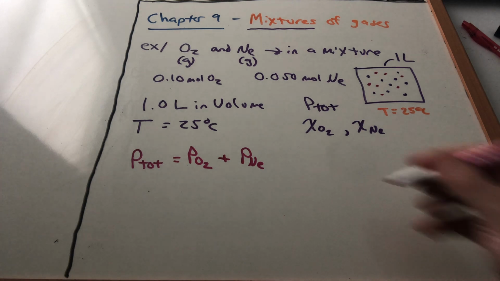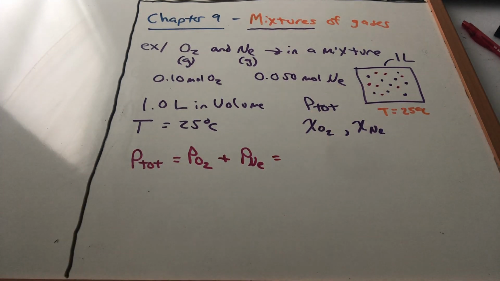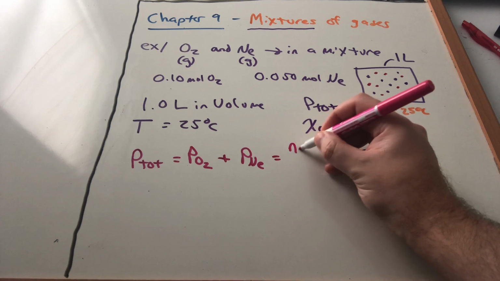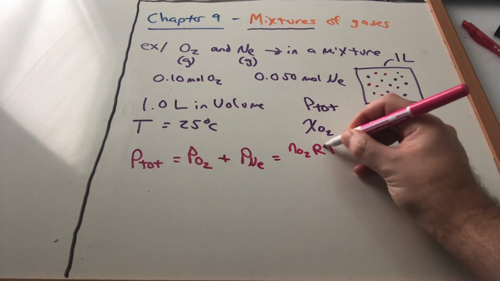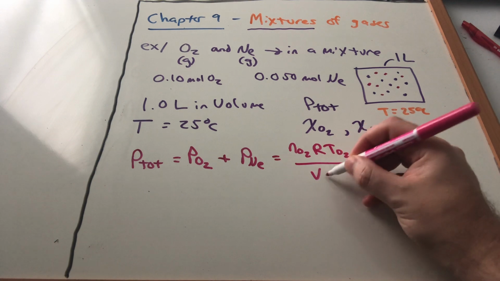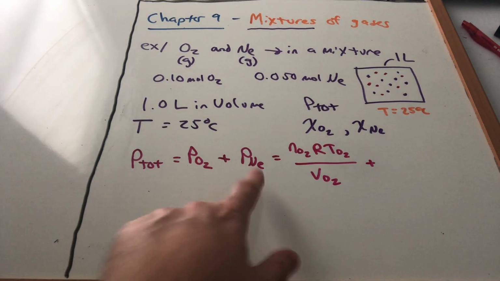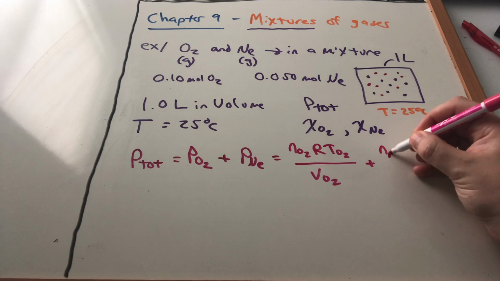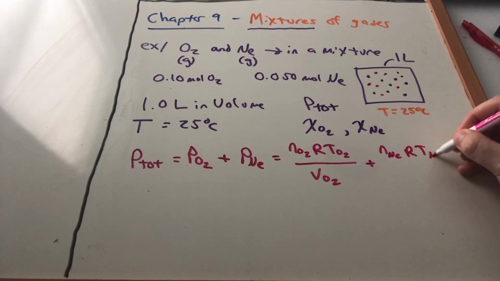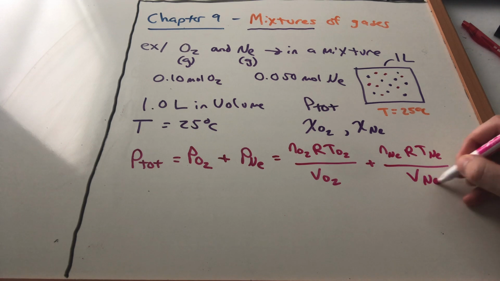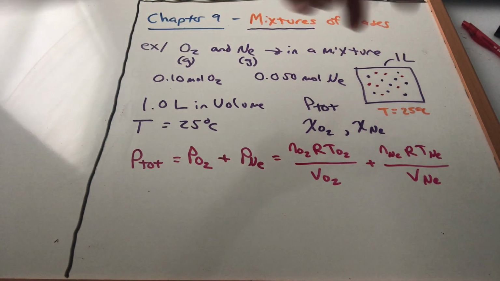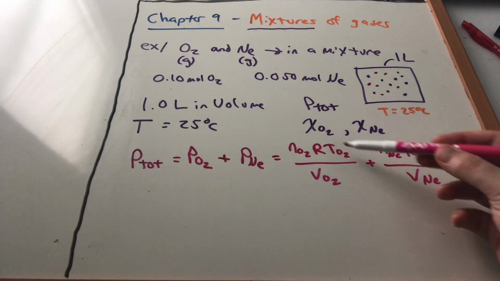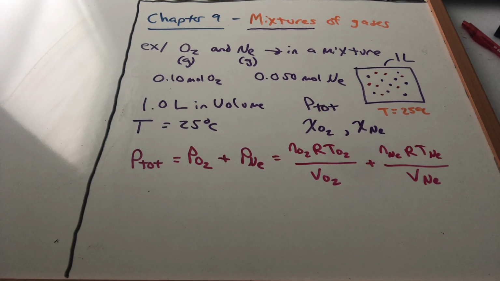Well, if you look at this, how am I going to calculate the pressure of O2? Well, what I need is the number of moles of O2 times the temperature of O2 divided by the volume of O2. What about the pressure of neon? I need the number of moles of neon, the temperature of neon, and the volume of neon. Now, both these guys are in the same container. So remember, T of oxygen is the same as T of neon, and we really can just call it T. And V of oxygen is really just V of neon, and we really could just call it V.